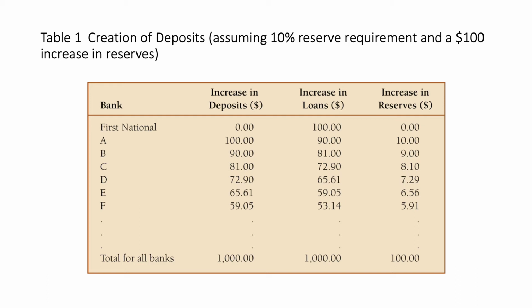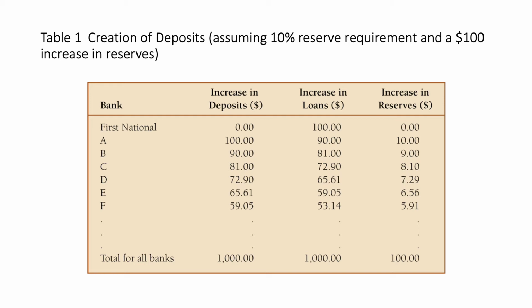Now, of course, this increase in deposits is equal to the increase in loans that were made, because each loan became a subsequent deposit and so on and so forth. So it makes sense that the total for all the banks in the system in terms of loans would be the same as that of deposits, which is $1,000, right?